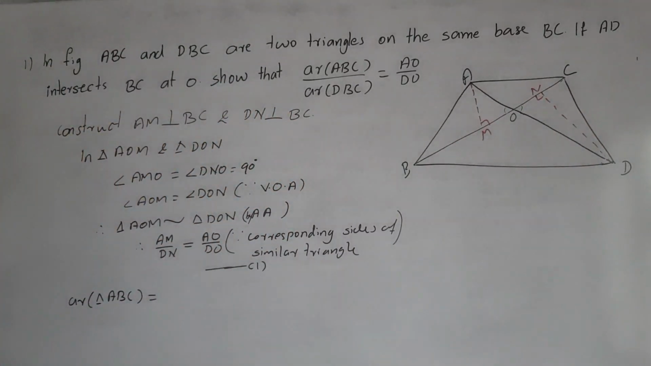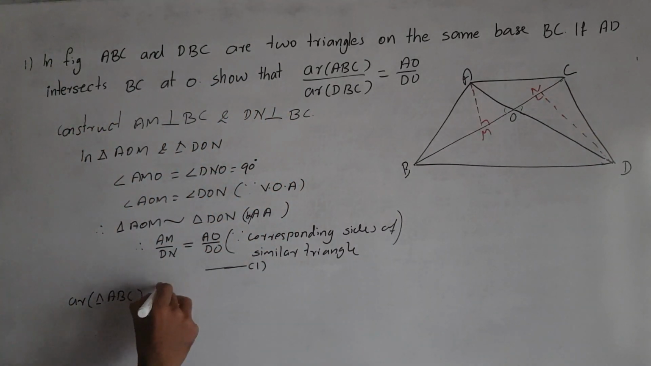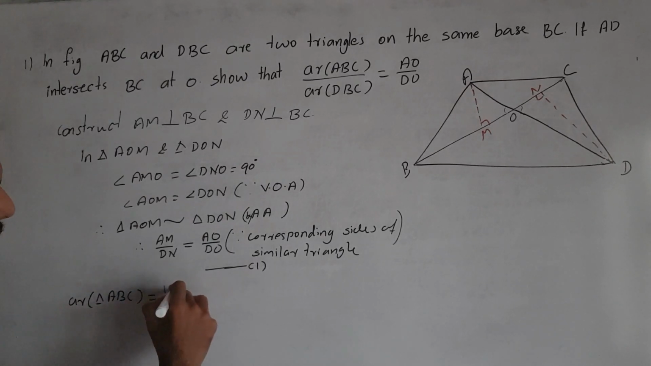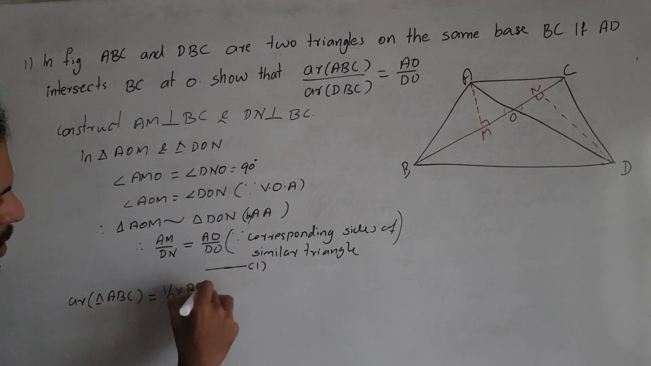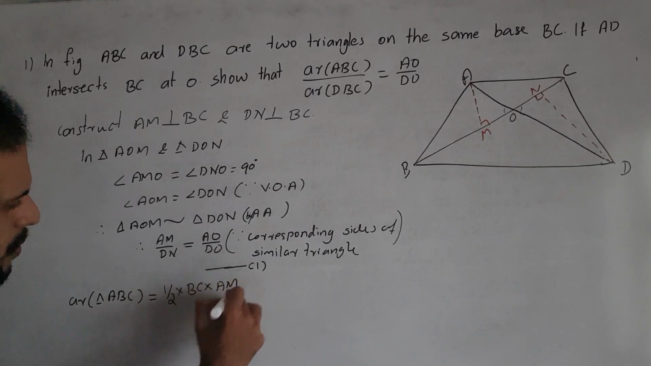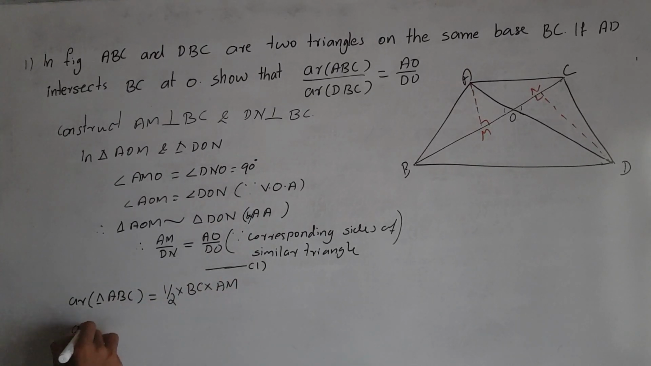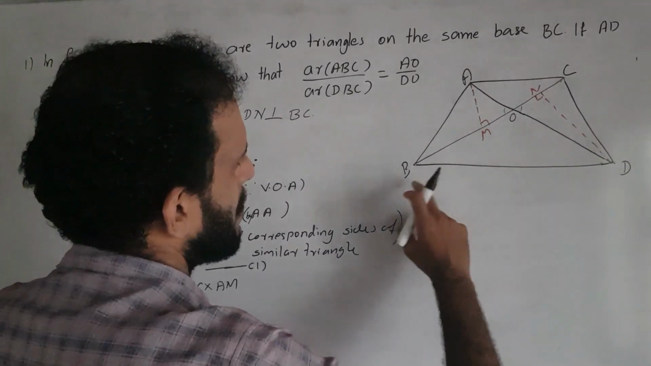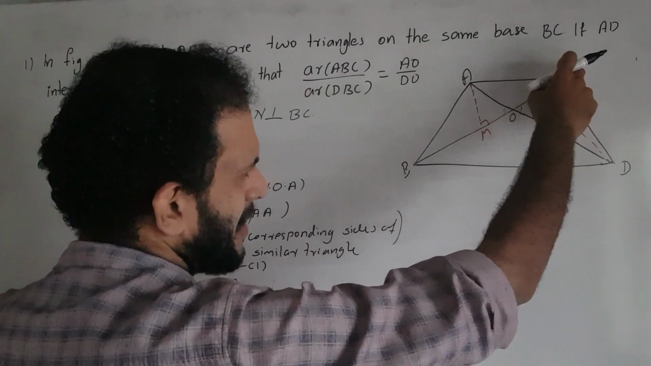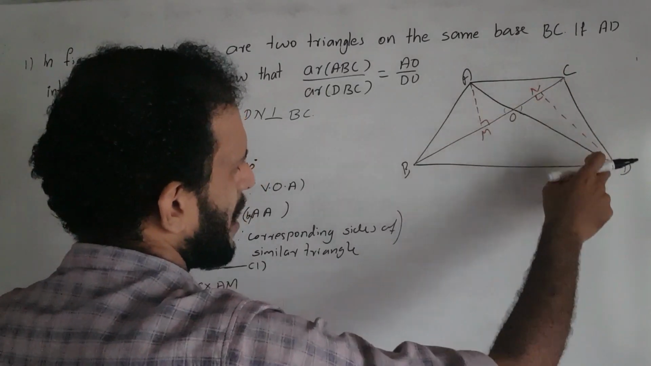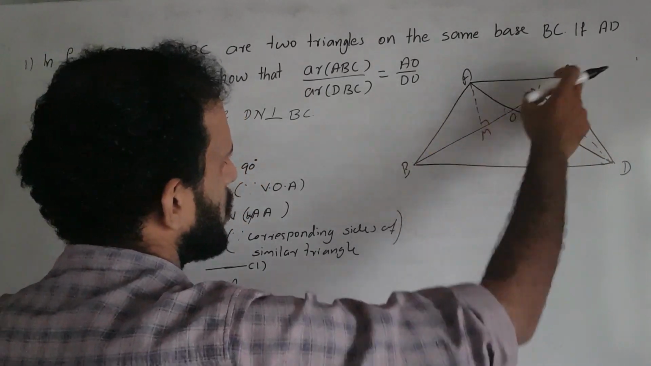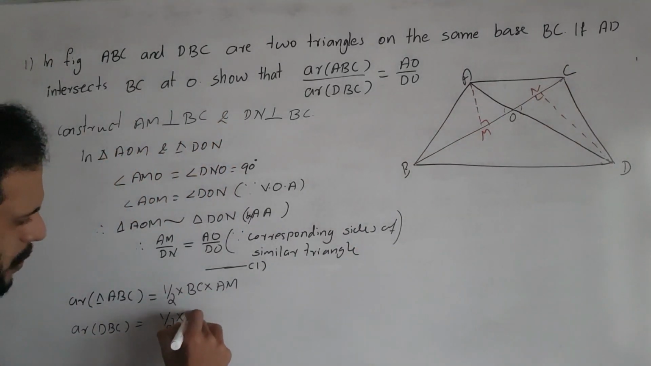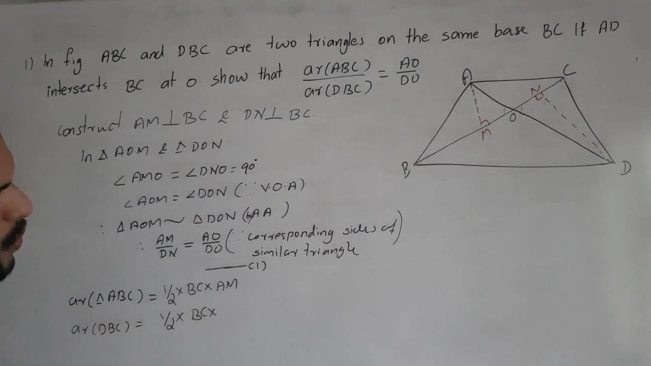So how do we find it? Therefore, area of triangle ABC is equal to half into BC into AM. Then area of triangle DBC is equal to, the same equation we follow, half into the base. What is the height? The height is DN. According to the height, what is the base? The base is BC. So half into BC into DN.